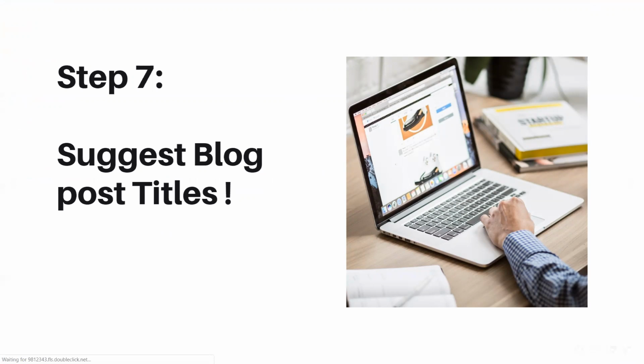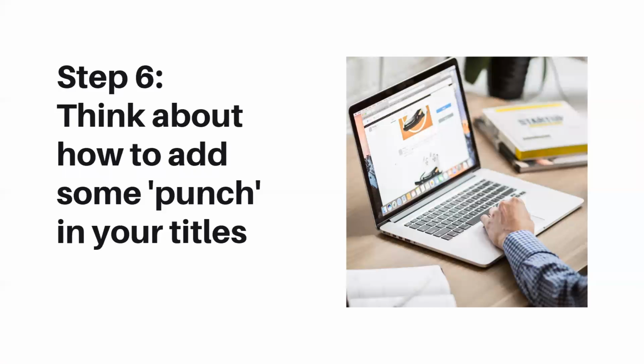So those were the steps. I think the idea is to look at data first, check the competition, and then do a visual check also to see if there is actually a lot of competition for those keywords, and then try to add some punch into the titles. So this is the overall approach. I hope you understood. Let us know if you have any more questions. Thank you. Thanks for your time.